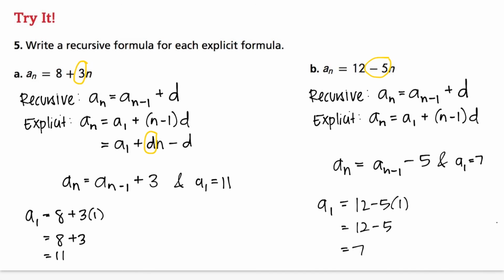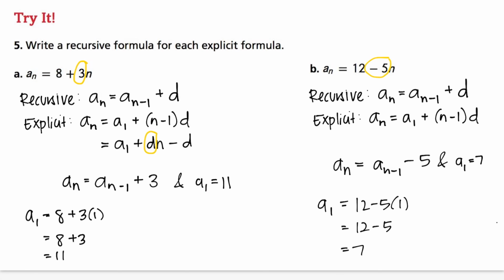So since this is D, I'm going to just put that into my formula. The rest of this stays the same. To figure out a sub 1, I just put in 1 into this formula here for n. I end up getting that a sub 1 equals 11. So this is what the recursive formula and the value of the first term would be for this particular arithmetic sequence.